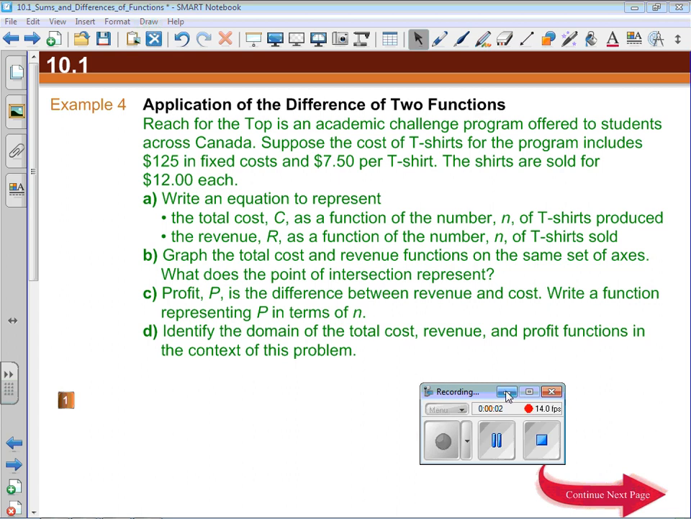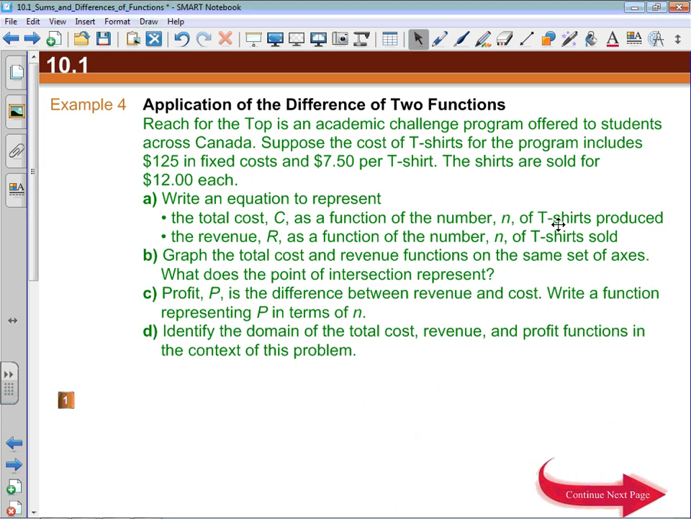All right, last example, number 4 in 10.1, and it gives us a real-world application of the sum and difference of functions. So it talks about the cost for t-shirts, and then basically the revenue for selling those t-shirts. Now, we need to come up with some code. They give us the variable, never mind.